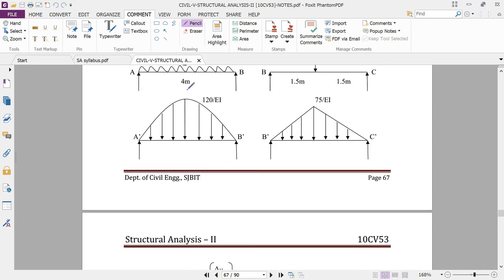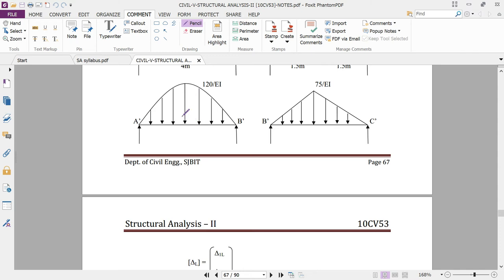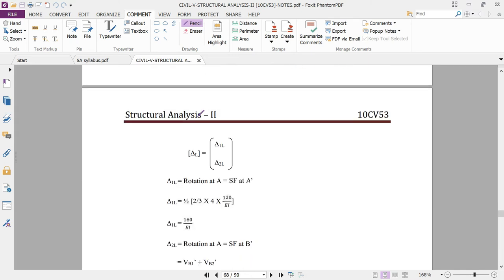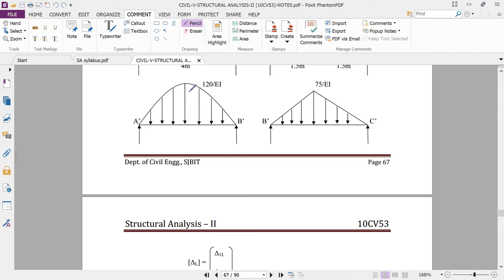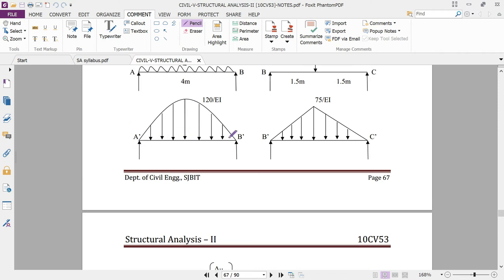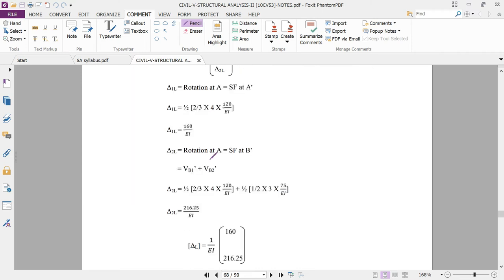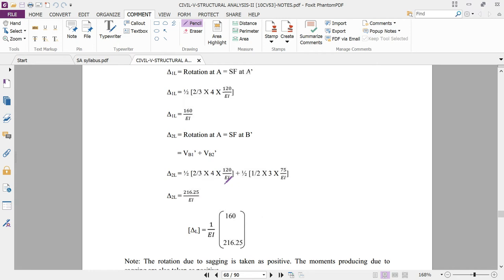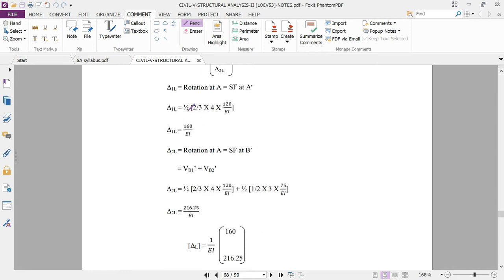Because if you see this particular diagram, this parabolic curve, what is the area of this diagram that we have considered here? That is 2/3 base into height. 2/3 we have considered, and base is 4 meter and height is 120. That we have to consider here. And why have we considered the half portion? Because we have to consider the half portion.